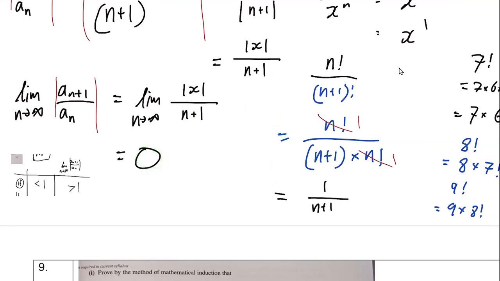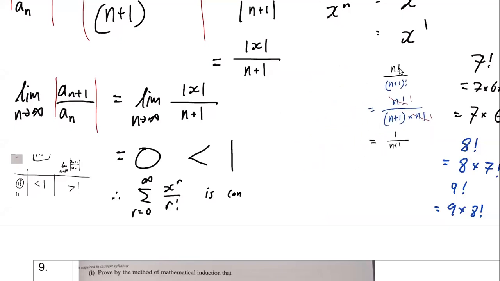Then is it less than 1? Yes, it's less than 1. So from what was given, we have satisfied the premise of the if-then statement, which means we can conclude that this series is convergent by the ratio test. The Lambert ratio test.